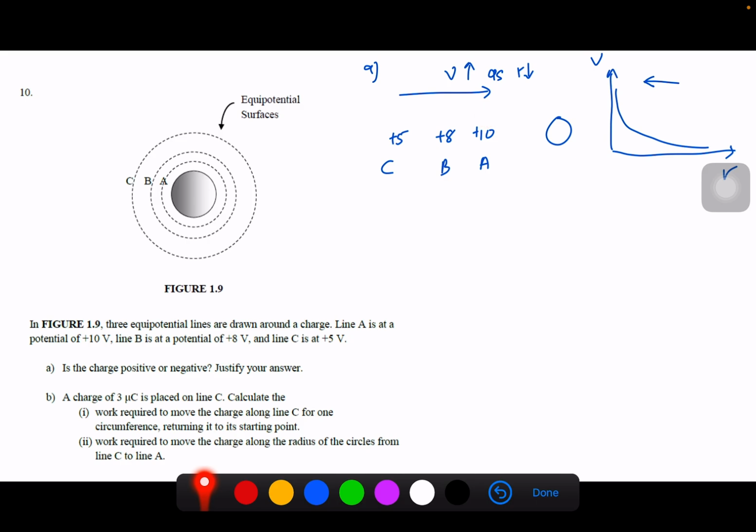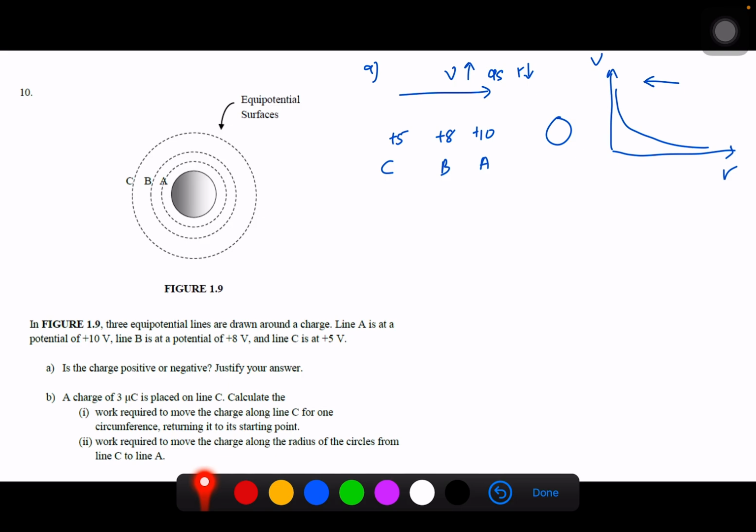And you can see that as the R is decreasing, the potential is increasing. Or you can look the other way around. When the R is increasing, the V is decreasing. So that one is actually showing the behavior of a positively charged particle. Over here you can see that this is the graph of potential against R. As R is decreasing, the potential is increasing. So this one would be a positive charge. Question B.